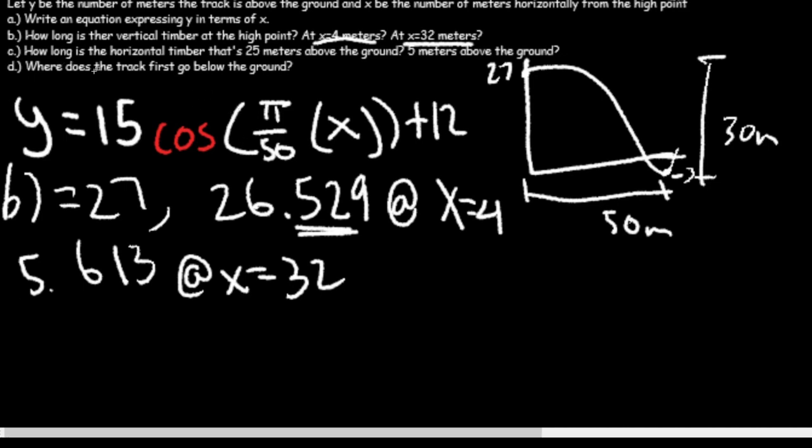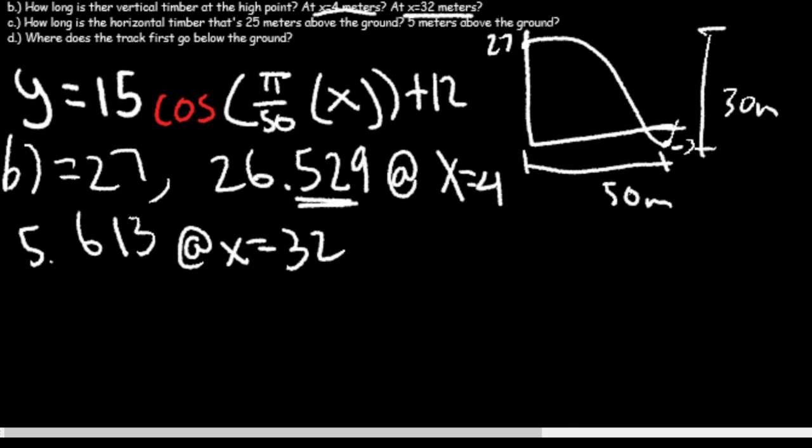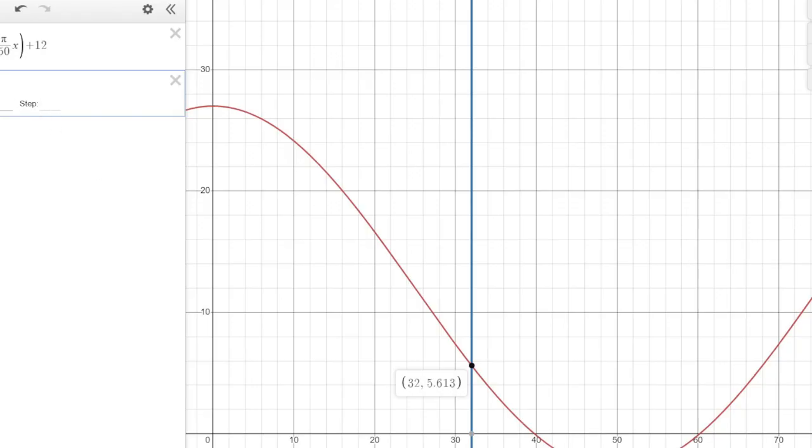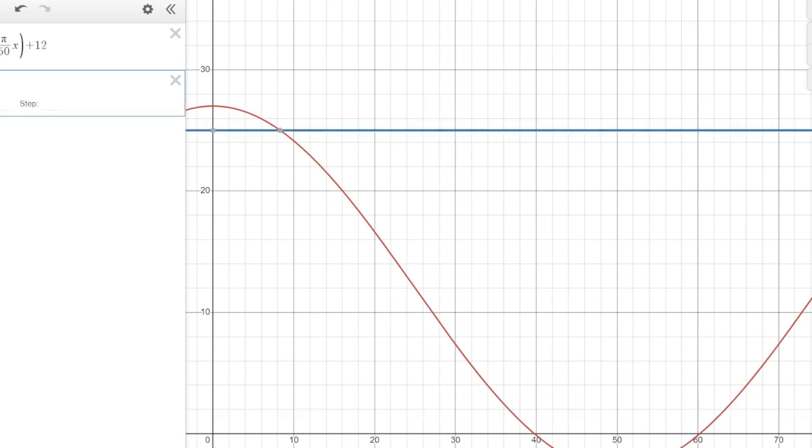So for number C, how long is a horizontal timber that's 25 meters above the ground and 5 meters above the ground? The horizontal timber is like this on the graph. So you're trying to find how long it is at 25 meters. We can switch to Desmos. Right here, instead of using x, we're using y. So y equals 25. The x will be how long the timber will be, and it'll be 8.313 meters.